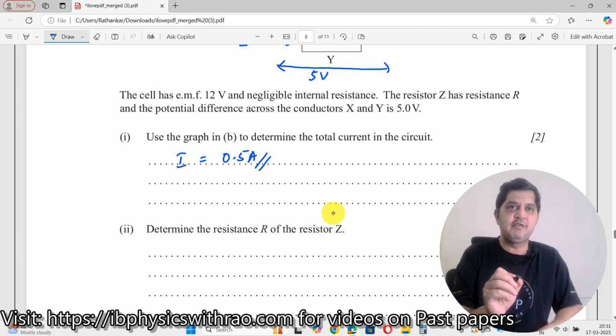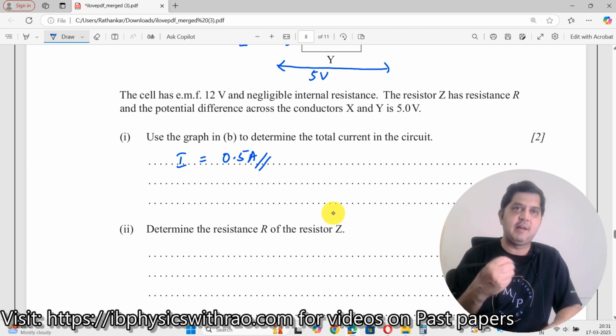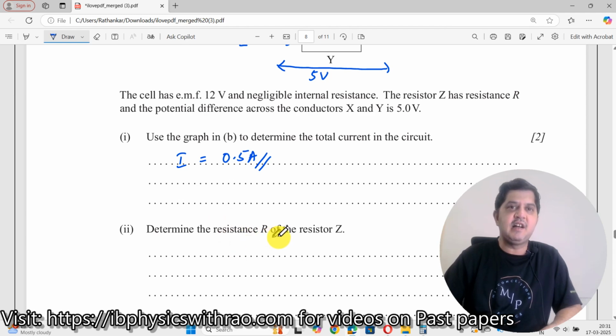Okay, this is not an easy question. These kinds of questions are mostly asked, so you should know how to analyze it using a graph. If you did not understand, you can put it down in the comment section. I'll be happy to answer this.